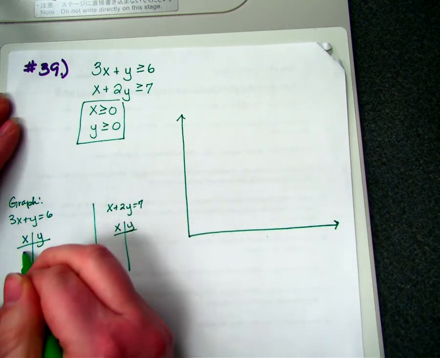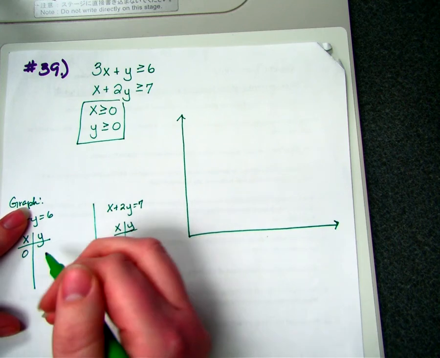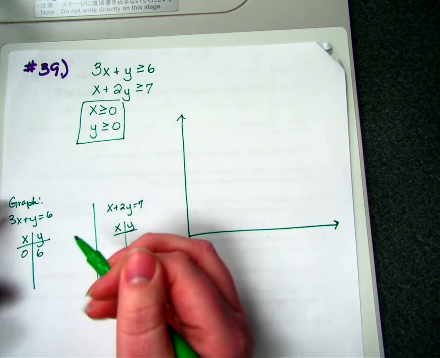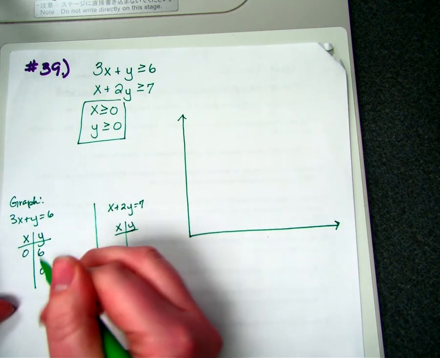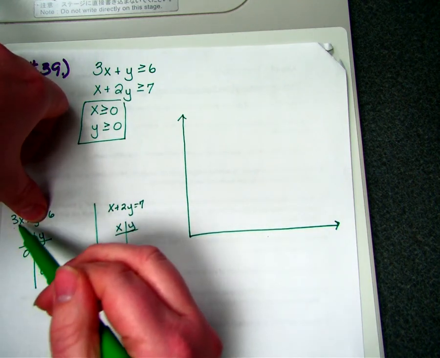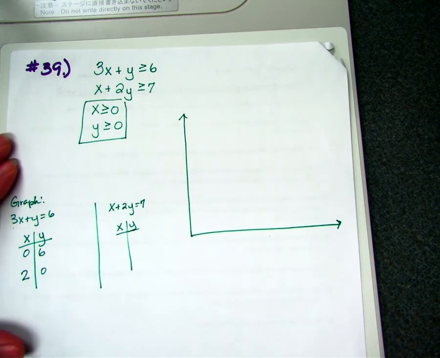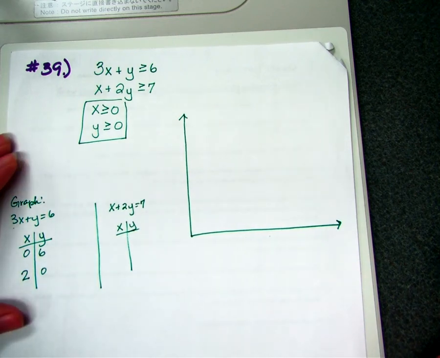So I'm going to start with letting x be equal to 0. When I do that, that makes my y value equal to 6. And when I let y be equal to 0, cover that one up, that makes my equation say 3x equals 6, divide both sides by 3, and my x-intercept is 2.